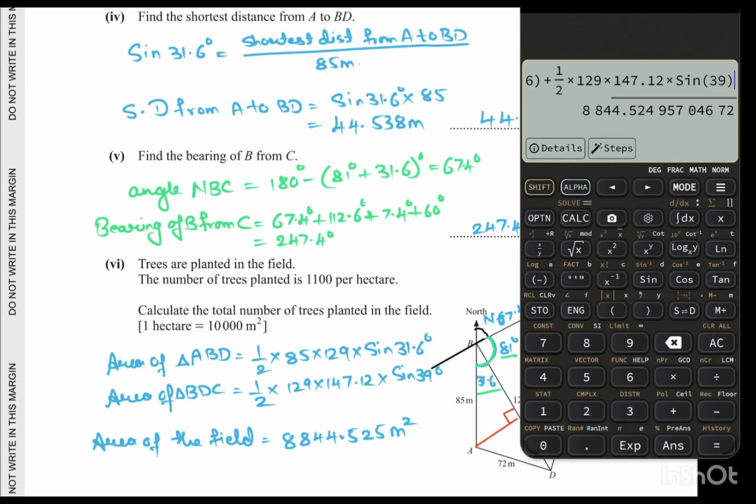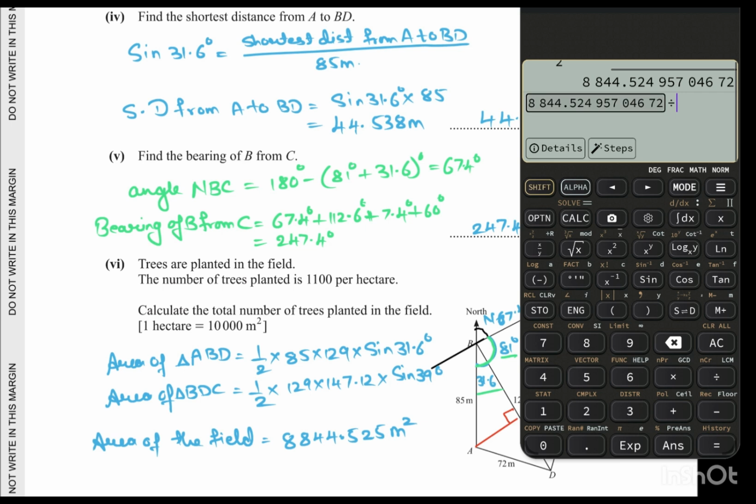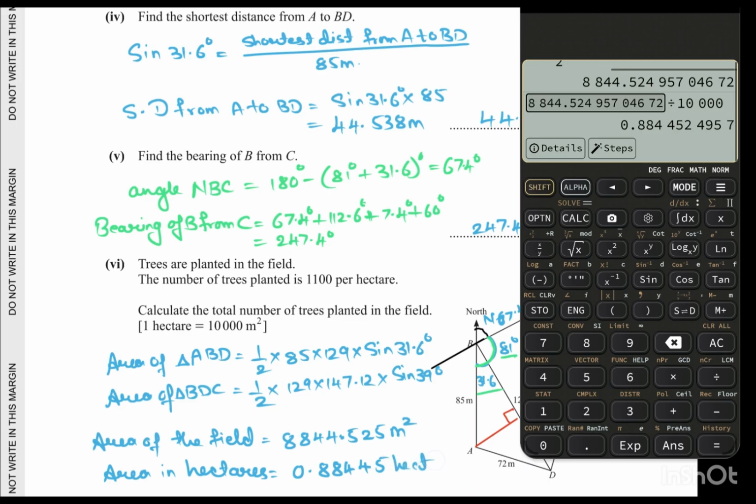Now convert this into hectares. To convert this into hectares, I'll divide this by 10,000. Okay, I need to press equal to. Now divide this with 10,000. We get 0.8445. So area in hectares is equal to 0.88445. Up to this, let me round it.